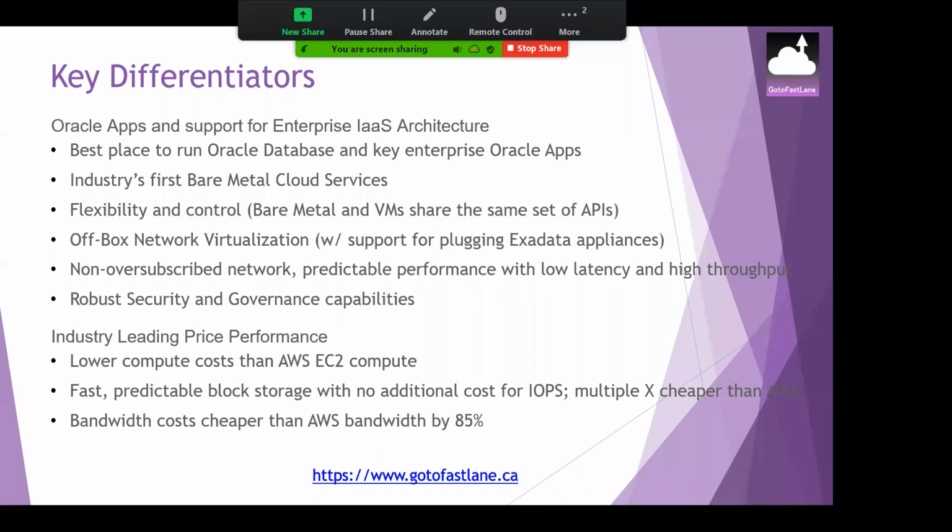It is the industry's first bare metal cloud service, which provides an extreme amount of flexibility, elasticity, and scalability, right? Another key feature of Oracle Cloud is lift and shift, where your entire workloads from on-premises can be directly hosted on the cloud without doing any kind of re-engineering on your on-premise workloads. Off-box network virtualization, which lets you create highly scalable applications, is another key differentiator, as we talked about earlier. Non-oversubscribed network and a few other performance features are again key differentiators for Oracle in the cloud space.